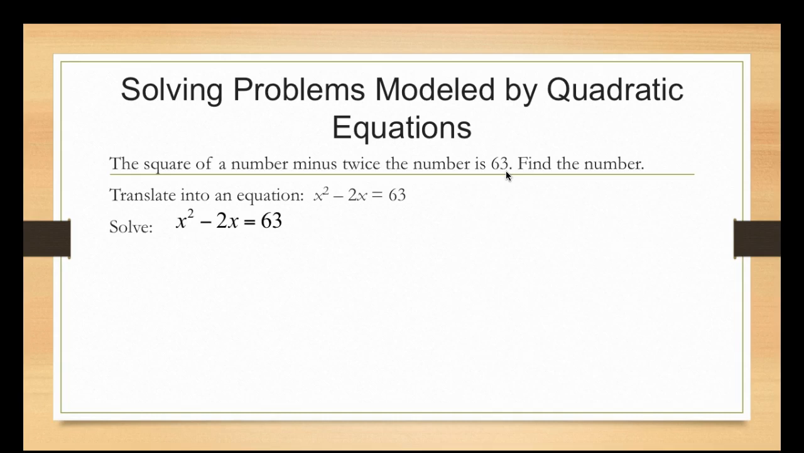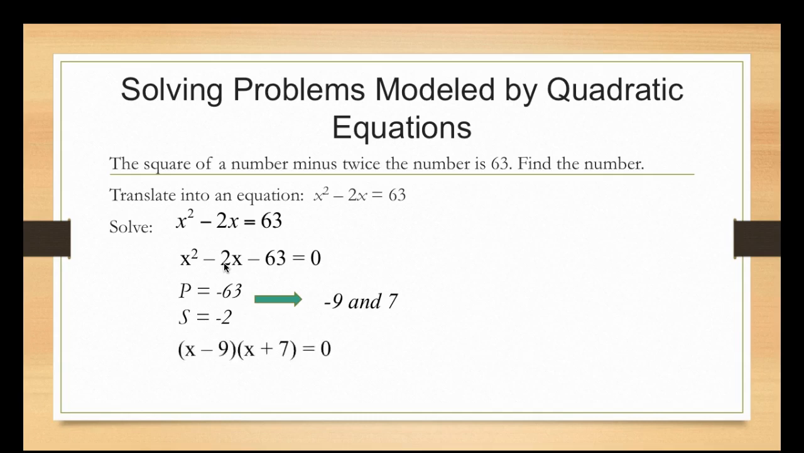Well, remember, anytime we are solving a quadratic equation, we want to set it equal to 0. And once it's set equal to 0, we know how to solve by factoring. We can do product sum. Because the leading coefficient is 1, the product is just negative 63. The sum is negative 2. So what can we multiply together to get negative 63, and those same two numbers add together to get negative 2? And so our factors are x minus 9, x plus 7.